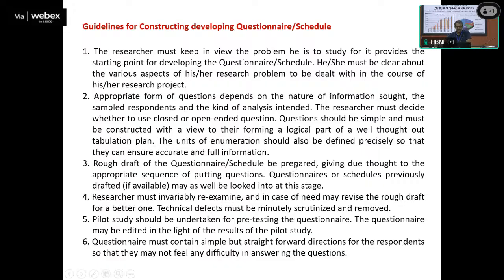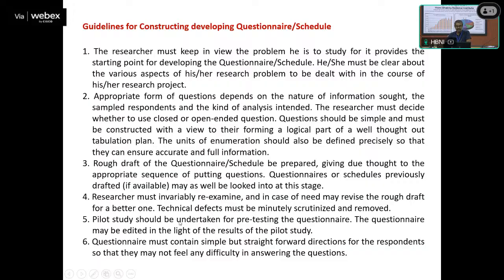A rough draft of the question schedule will be prepared, giving due thought to the appropriate sequence of putting questions. Questionnaires or schedules previously drafted may also be looked into at this stage. The researcher must invariably re-examine and, in case of need, may revise the rough draft for a better one. Technical defects must be minutely scrutinized and removed.